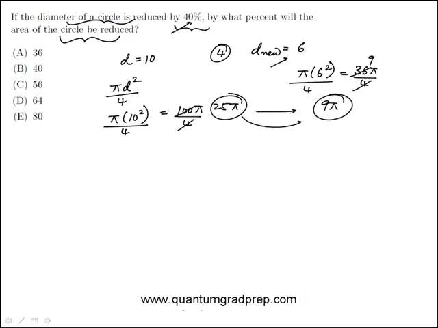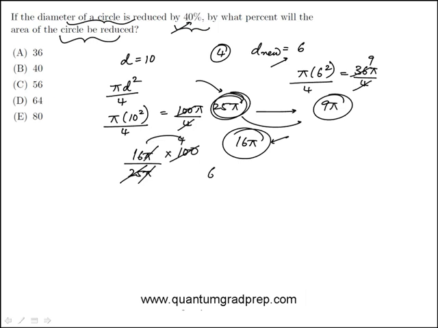So if you look at the difference between 25 pi and 9 pi, that's 16 pi. And we need to find that change as a percentage of the original, because this is the original area. So we're looking at 16 pi over 25 pi times 100. Notice the pi terms cancel out, so I don't need to actually calculate the area by substituting the value for pi. And then 25 goes into 100 four times, 16 times 4 is 64. So the answer is 64%.